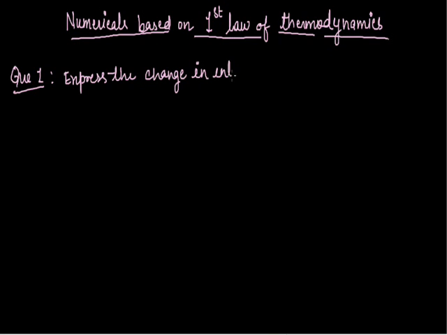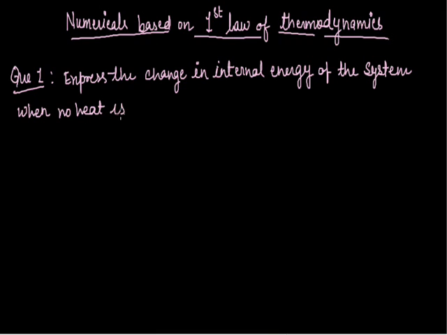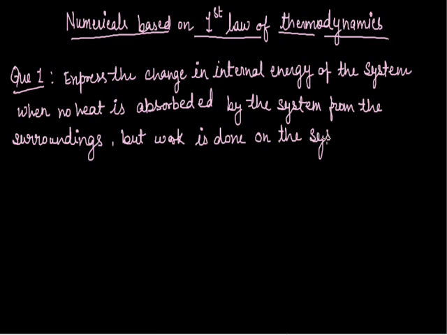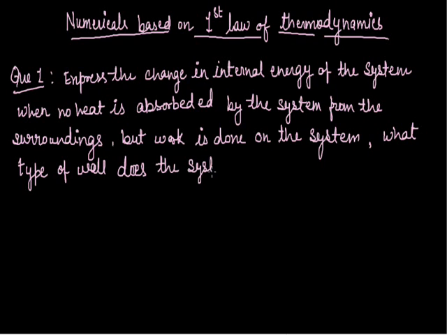Express the change in internal energy of the system when no heat is absorbed by the system from the surroundings, but work is done on the system. What type of wall does the system have?